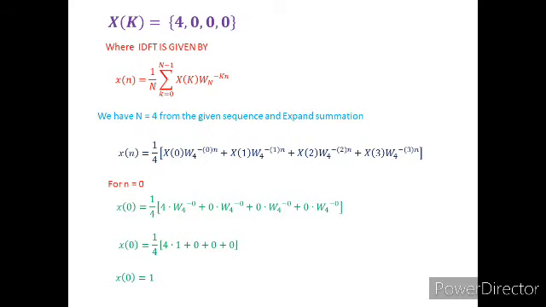So n is starting from 0. So x of 0, wherever n is there, we substitute it as 0. What are we going to get? Since anything to the power of 0 is always 1, if we observe the first one, we got 4 into 1. Since the remaining three product terms are 0, all those terms become 0. So x of 0 is 1.